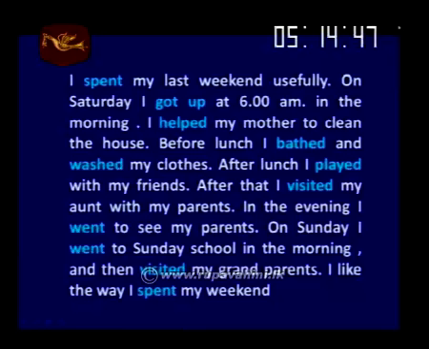In the evening, I went to see my parents. "In the evening" was given there. So in the evening, I went to see my parents. So went is the past tense of go. Went is the past tense of go.